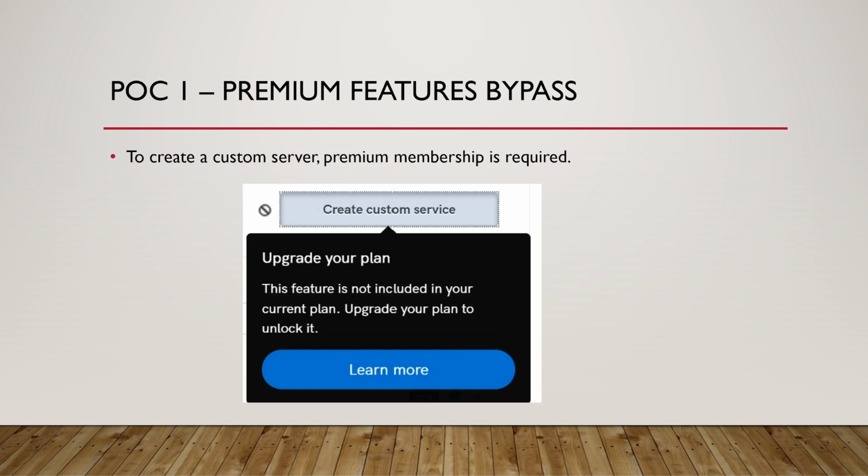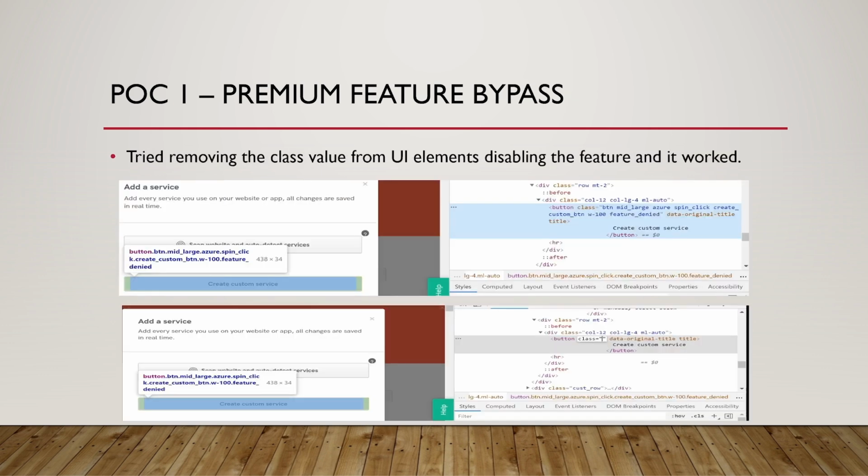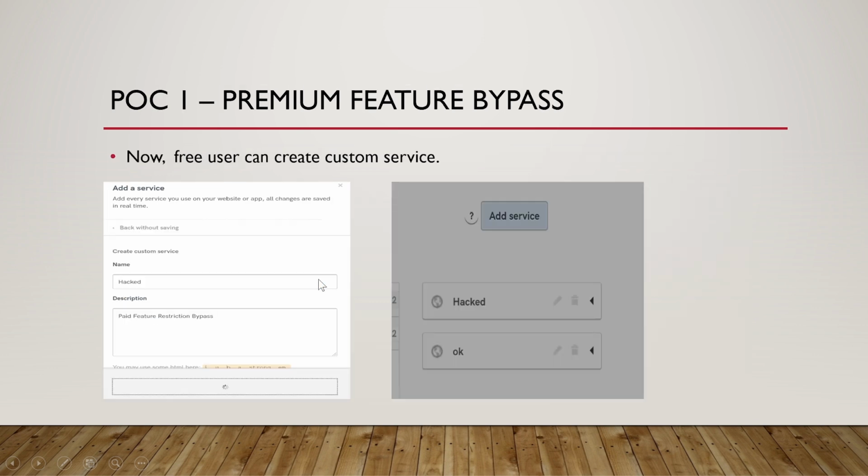Initially, I was not able to, because I was not a premium user, but after playing through with the UI, I was able to enable that element, and I entered a value in it, and I even saved it. And you can see here, hacked. That is the custom service that I added.